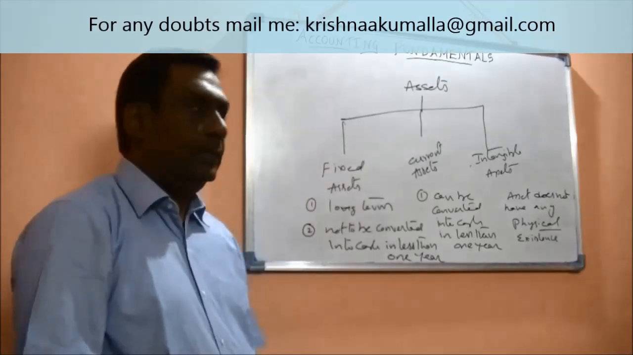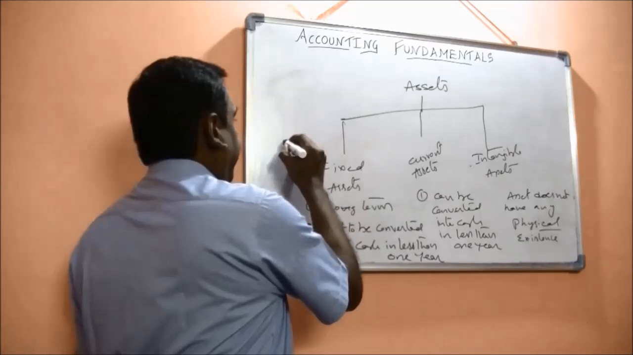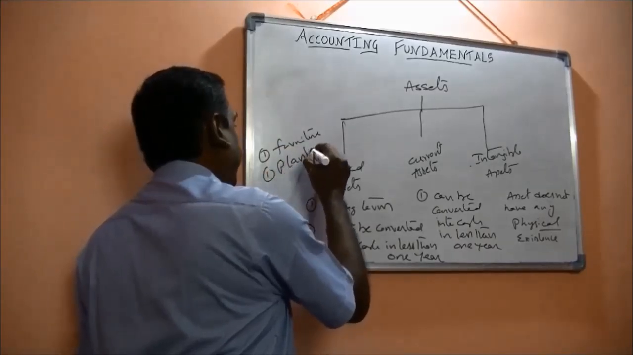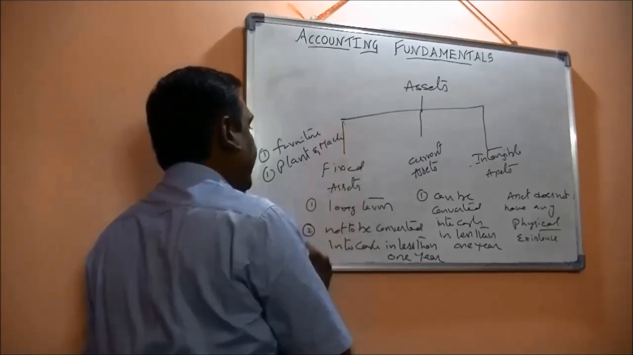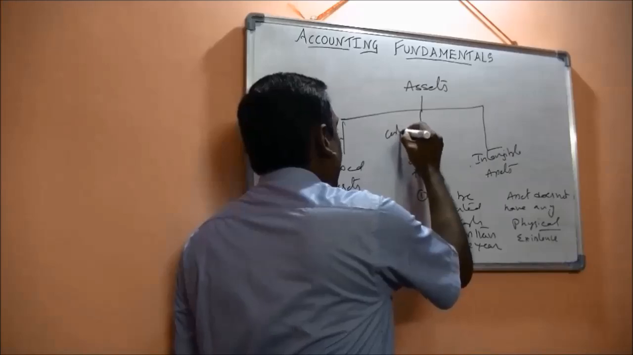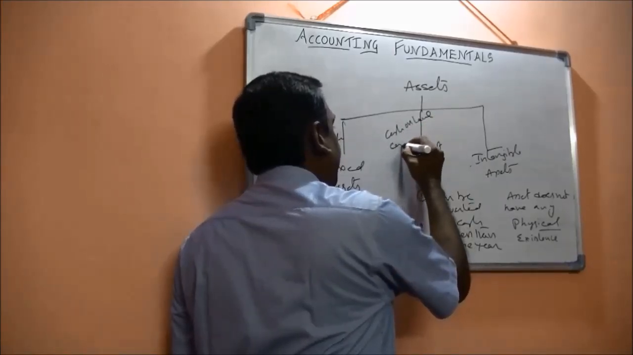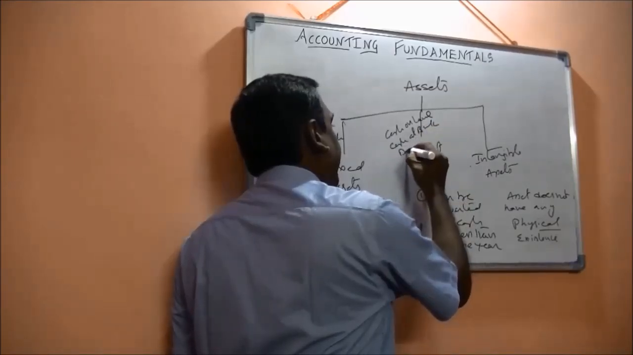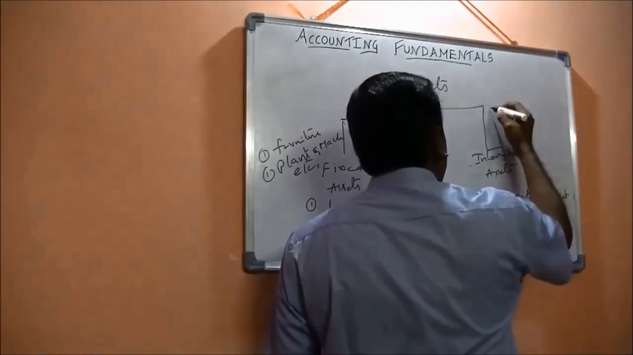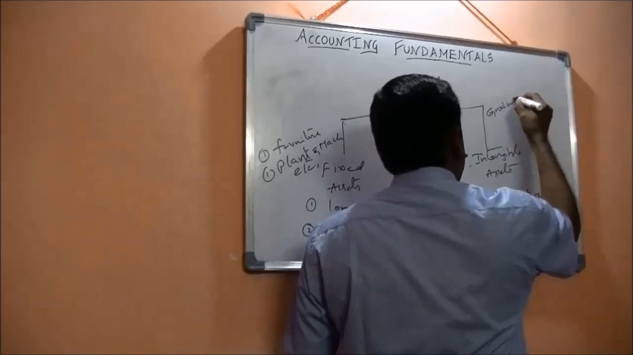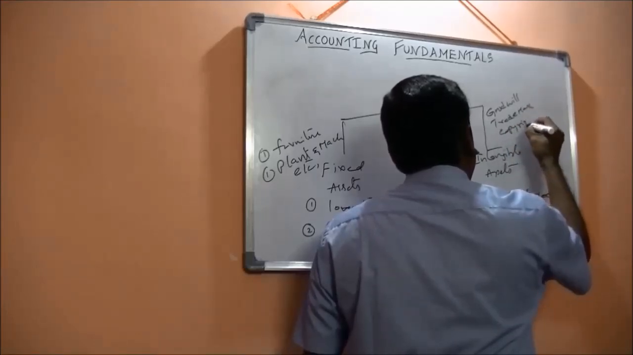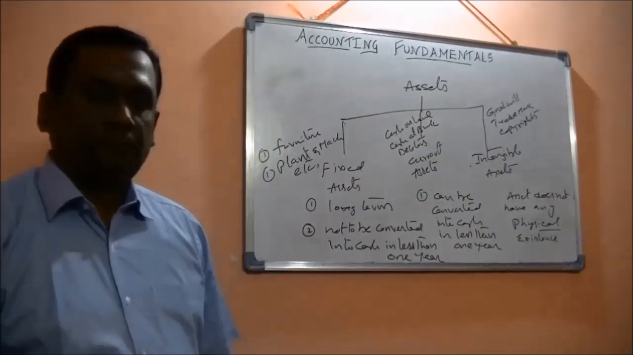Let me go with examples. Fixed asset examples: furniture, plant and machinery, etc. Current asset examples: cash on hand, cash at bank, debtors, etc. Intangible asset examples: goodwill, trademarks, copyrights. These are the examples. Clear?